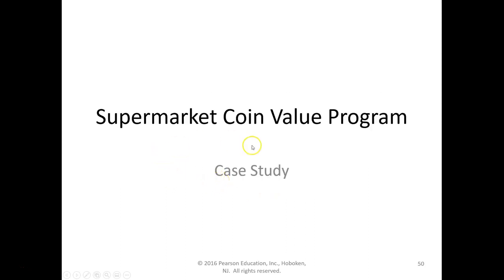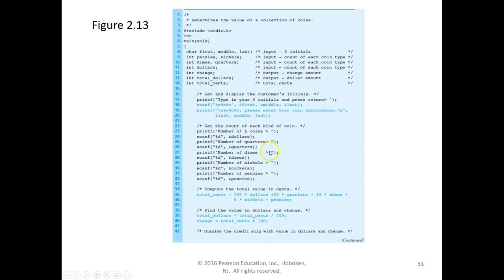Okay, this is just an application of a coin value program. I'm gonna go through it quickly, guys. So here, you're trying to determine the value of a collection of coins. This is your program. You have include standard input output, which you always put here, and we don't have any constants here. Okay, fine. So you have your main function.